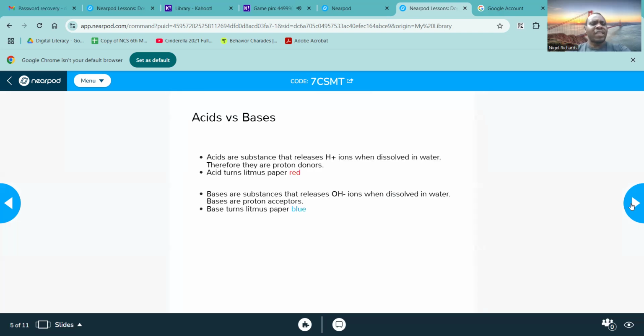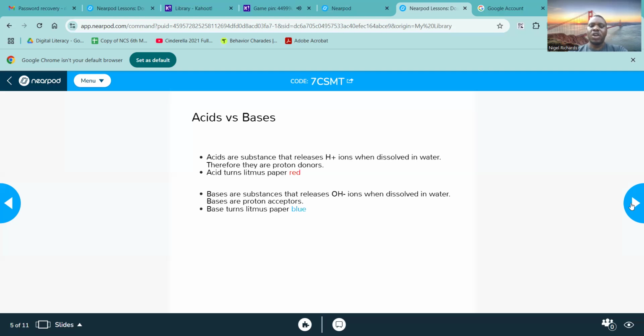All right. What's an acid? So, acid versus base. Acids are substances that release H+ ions. We call these protons. So therefore, we call acids proton donors. And interestingly, acid turns litmus paper red. And bases are kind of the opposite of acids. Bases are substances that release OH- ions when dissolved in water. And bases are proton acceptors. So acids are proton donors, bases are proton acceptors.